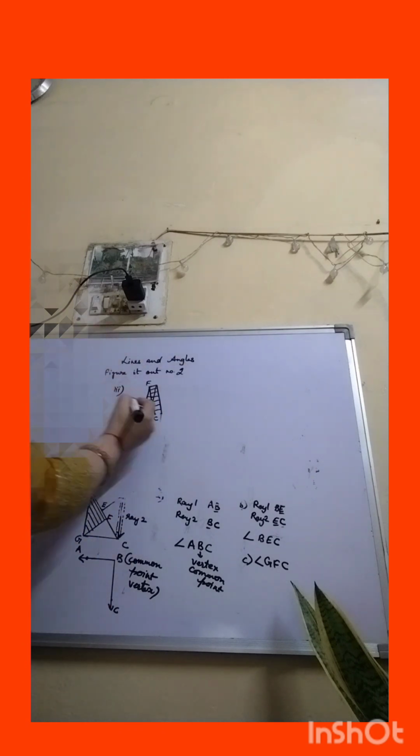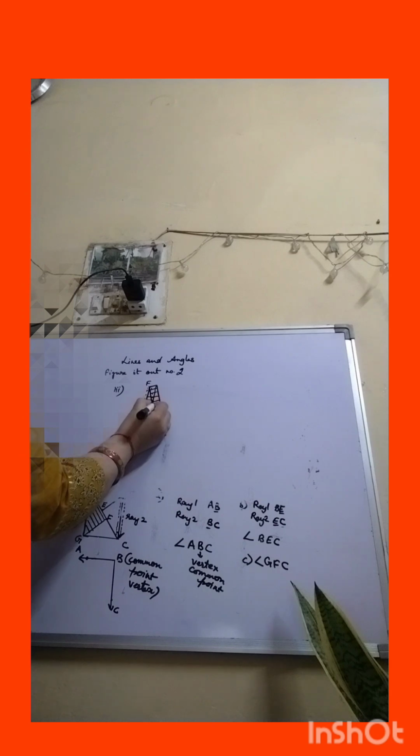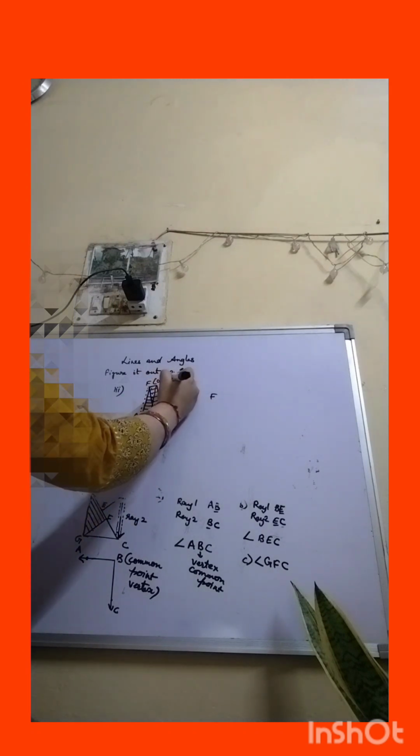So how would you name the angle? Let's take the angle with the dotted line. I am showing which angle we are talking about. See the middle point here. These two points are not connected. Middle point is F. So my vertex would be F because F is a common point.